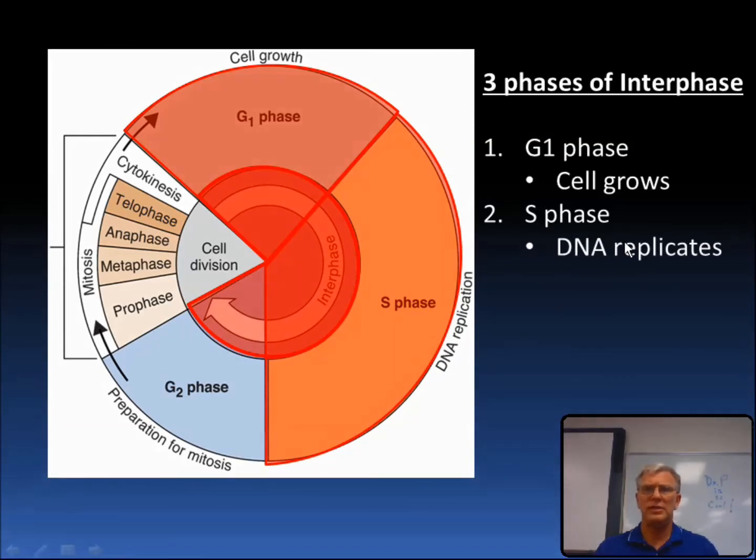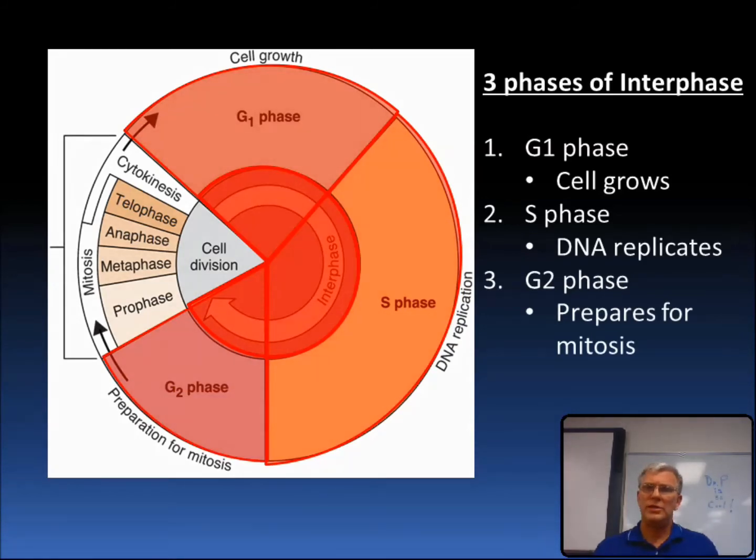This is still part of interphase, and this is where the DNA in this cell is replicated. The DNA has to be copied so that the new cell has an exact copy of the DNA from the mother cell. And this happens during the S phase. S stands for synthesis or DNA synthesis. Finally, the third phase of interphase is called the G2 phase. The G2 phase is when the cell is getting prepared for mitosis. It's producing the enzymes and the structures that are needed for mitosis. The G1, the S, and the G2 phase.